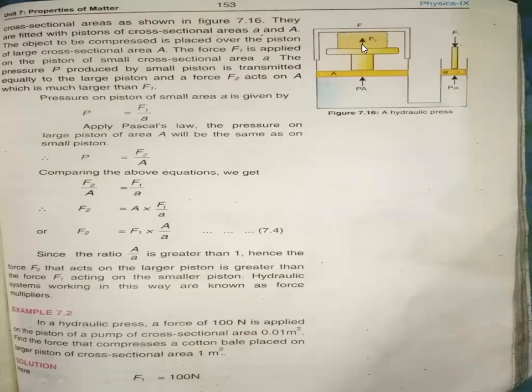This piston will be moved upward because a great pressure will be exerted due to the small area of this piston. So the lesser the area, the more the pressure will be exerted.